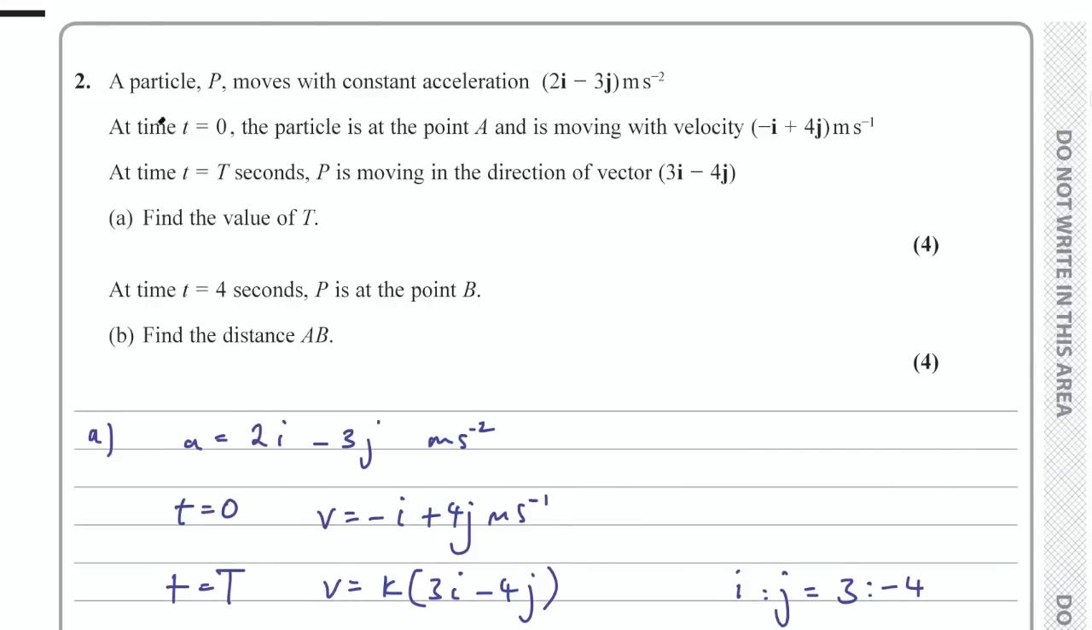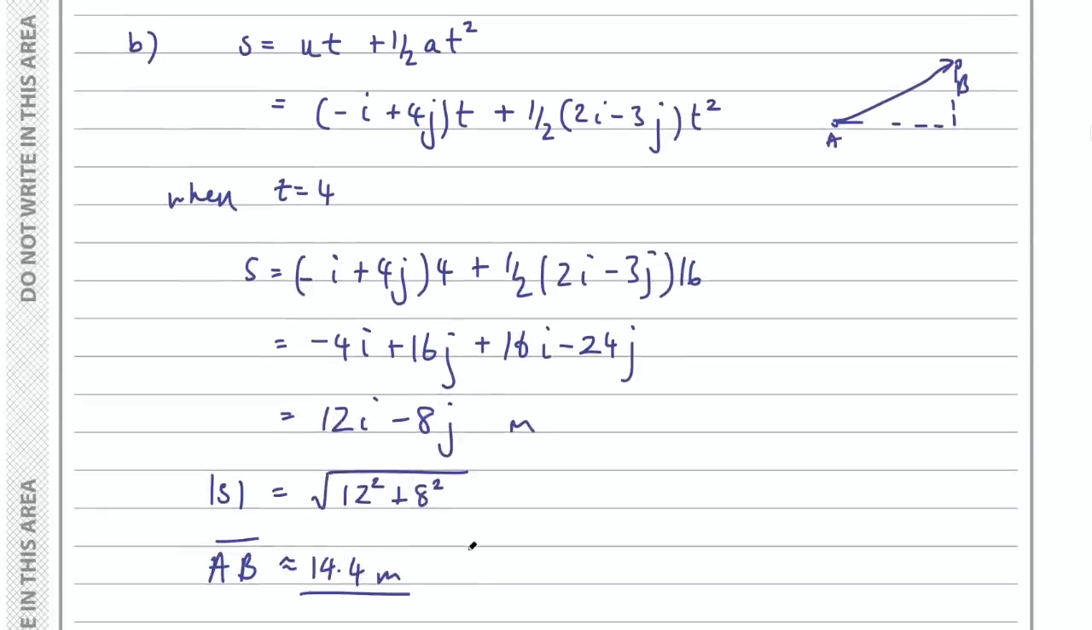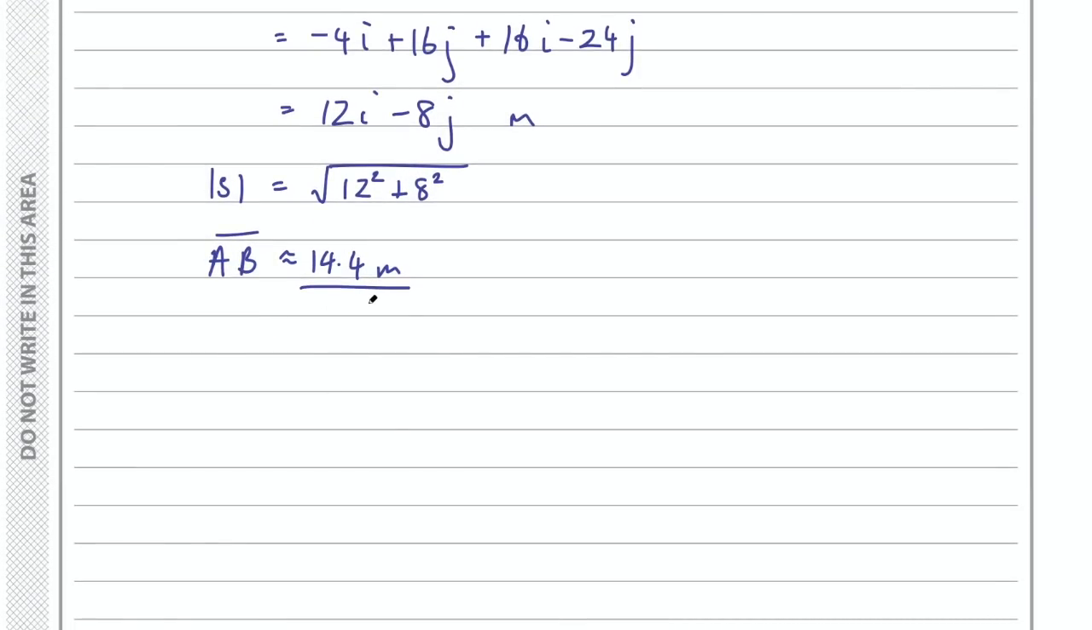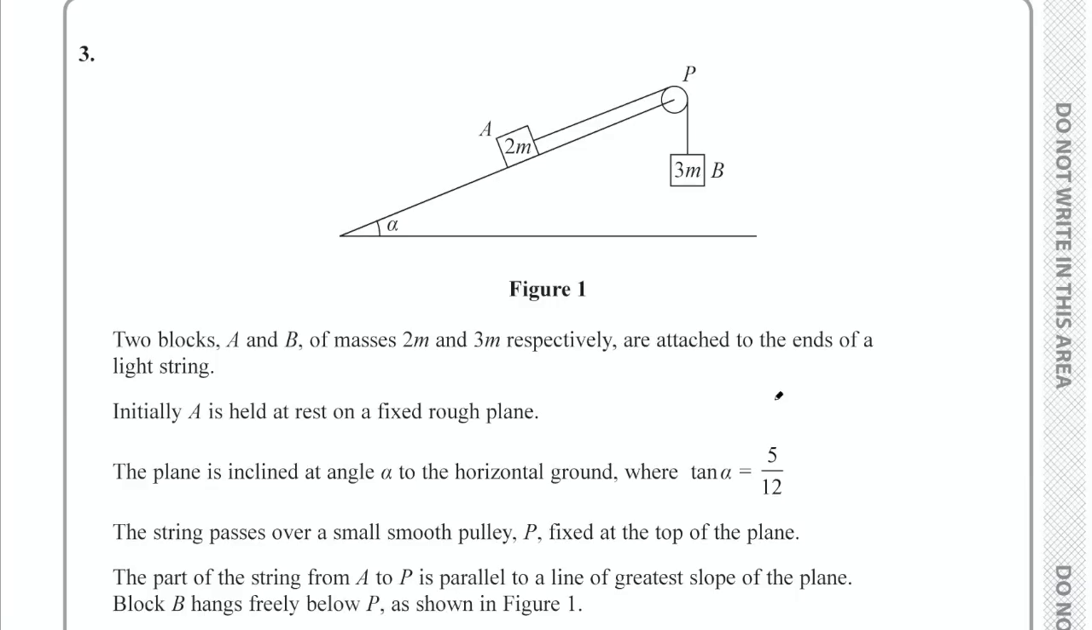So that was question 2 of the mechanics section for a total of 8 marks. Again, final answers were 8 seconds and 14.4 meters. Question 3 gives us a figure, and when you see this figure, I'm sure your heart jumps with joy. You know how great these types of questions are with pulleys and boxes and things.